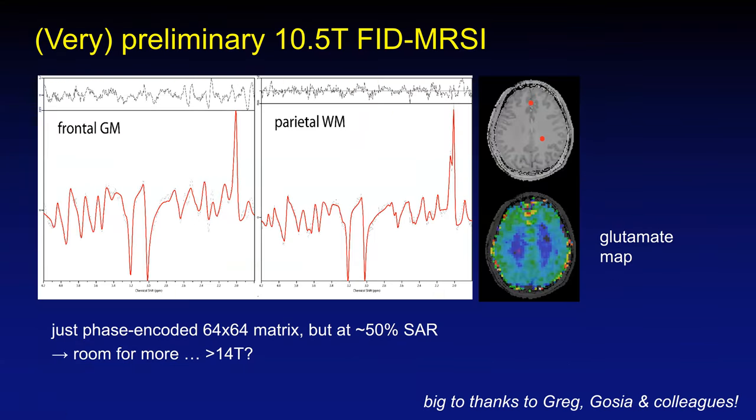Here's a nice, very preliminary example from 10.5 tesla. I just want to show that in principle, this approach can be used at very, very high field strengths without any SAR limitations. So here we did, with Gosha and Greg Metzger, two scans actually. One of them worked, with the other one we had problems with the PTX B1 shimming. And here you can see a first glutamate map of the one subject that we scanned. It's just a very early 64 by 64 matrix with a very suboptimal coil design, I was told, but we were only at 50% of the SAR limitation. So I think there would be even room to run such a sequence on 14 tesla together with a gradient sequence probably.